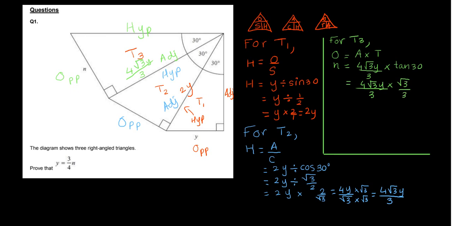So when I multiply this, the 4 root 3 times root 3 will become 4 root 9, which is the same as 4 times 3, which is the same as 12, and that's n. So root 9 will be 3, so 4 times 3 is 12y over 9.